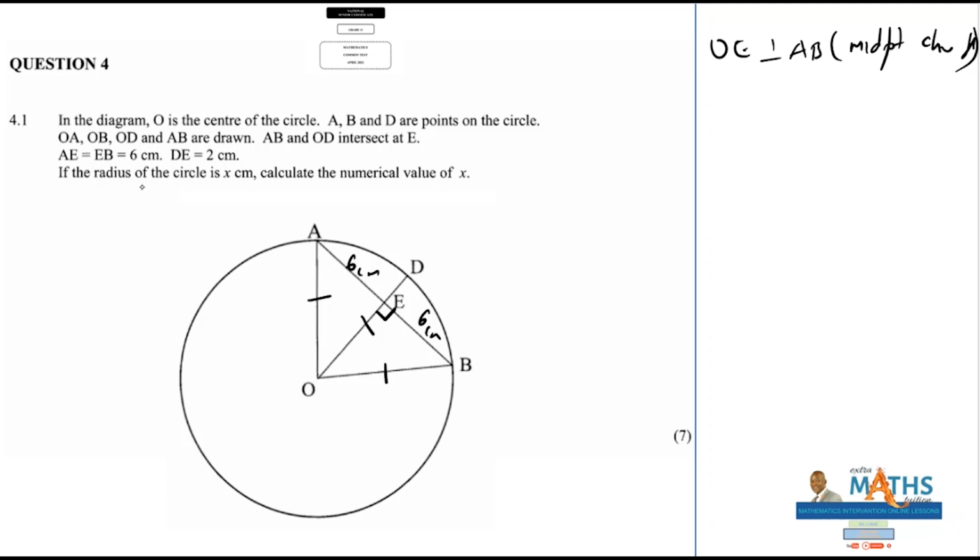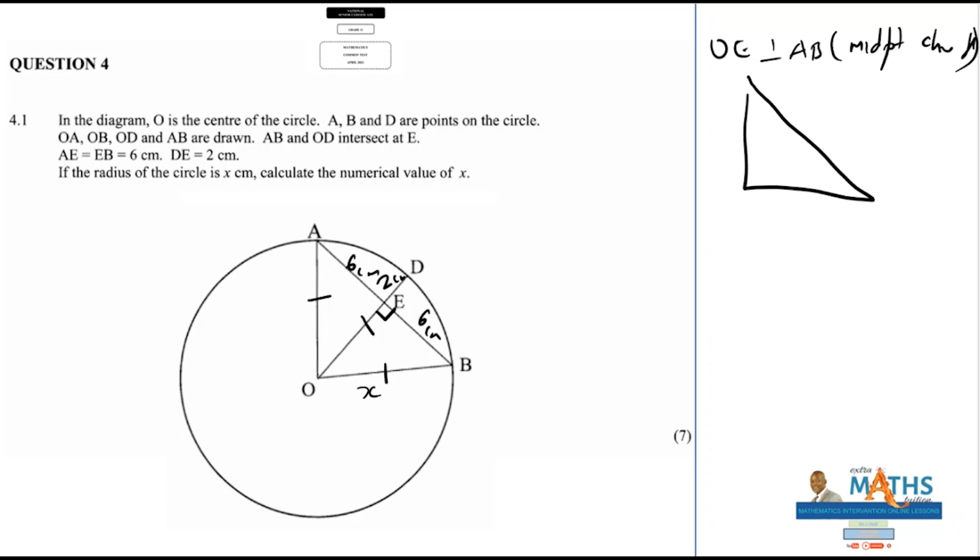Now I can see my right angle triangle. They said DE is equal to 2 centimeters. There is DE, which is equal to 2 centimeters. If the radius of the circle is x centimeters, there is the radius, which is x centimeters. Calculate the value of x. Wow, okay, that is easy as 1, 2, 3.